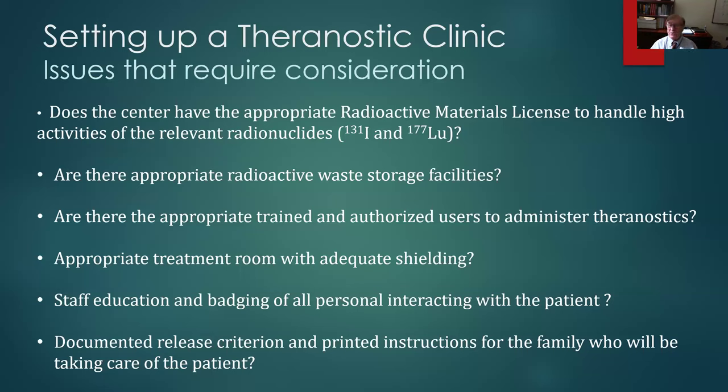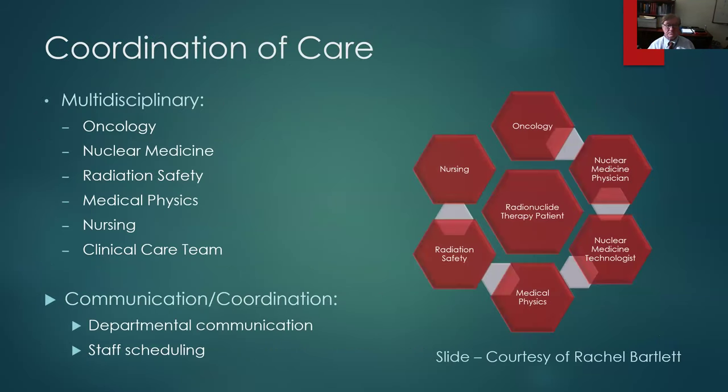Are there appropriate radioactive waste storage facilities in your center? Are there appropriately trained and authorized users to administer theranostics? Are there appropriate treatment rooms with adequate shielding for these patients? Is there sufficient staff education and badging of all personnel that are interacting with the patients? And do you have appropriate documented release criteria and printed instructions for the family who will be taking care of these patients?